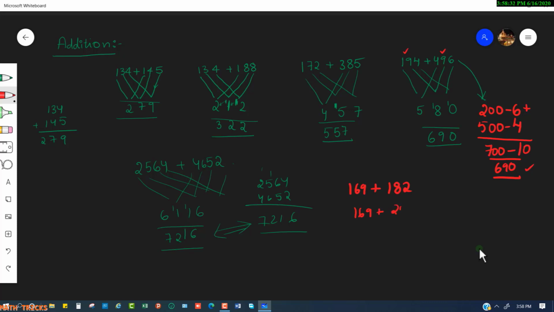169 plus 200 minus, it is off by around how much? 18, yeah, 18. So 200 minus 18. So with 200 we have 369. Always a round figure, right? So you can easily calculate. So 9 minus 8 is 1, 169 plus 200 is 369, so we get 351. So you get this simpler calculation. You are converting the whole addition to simple calculations.